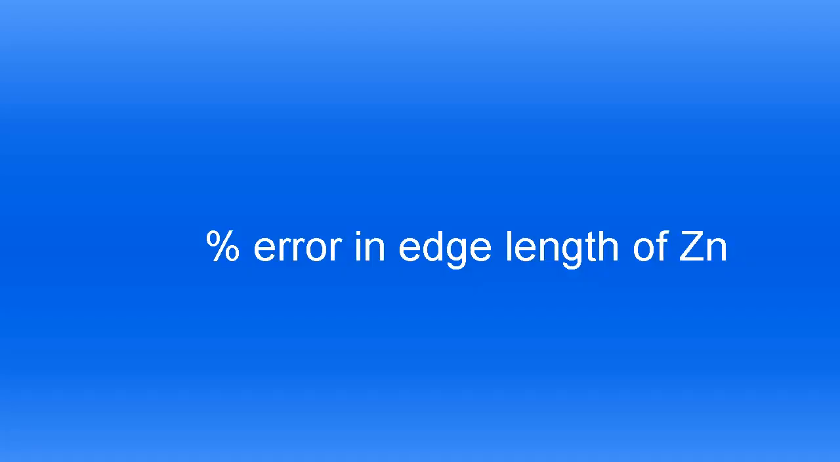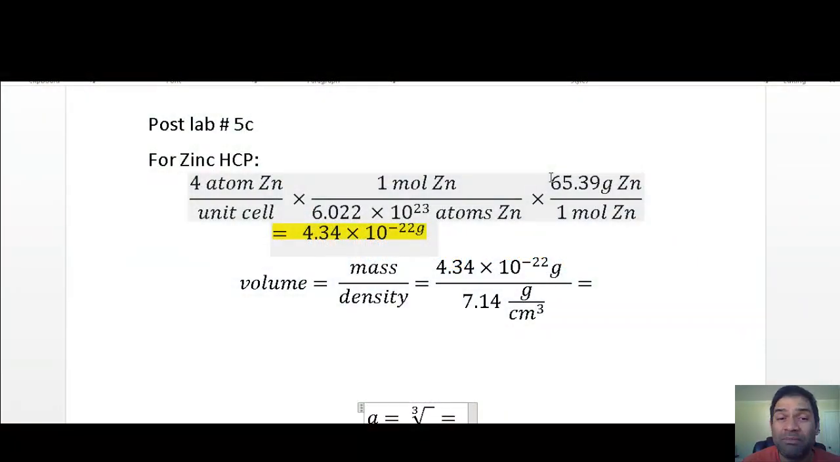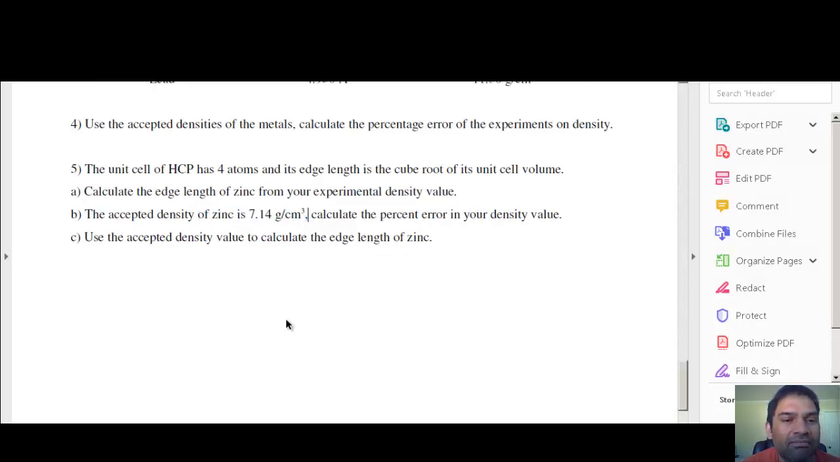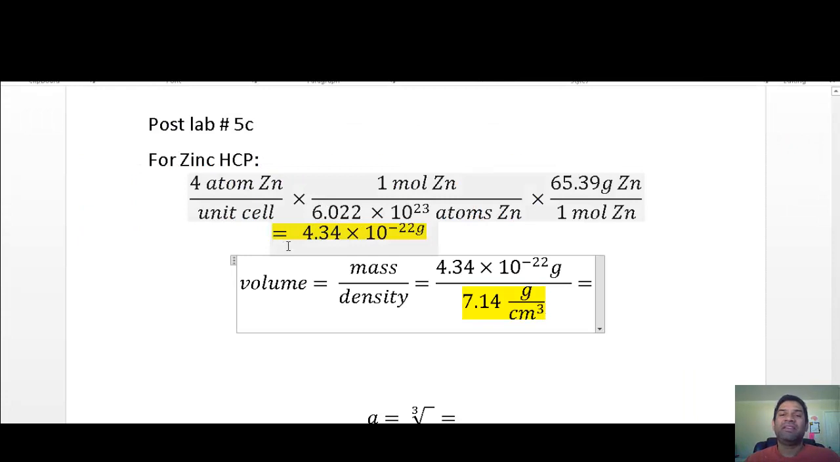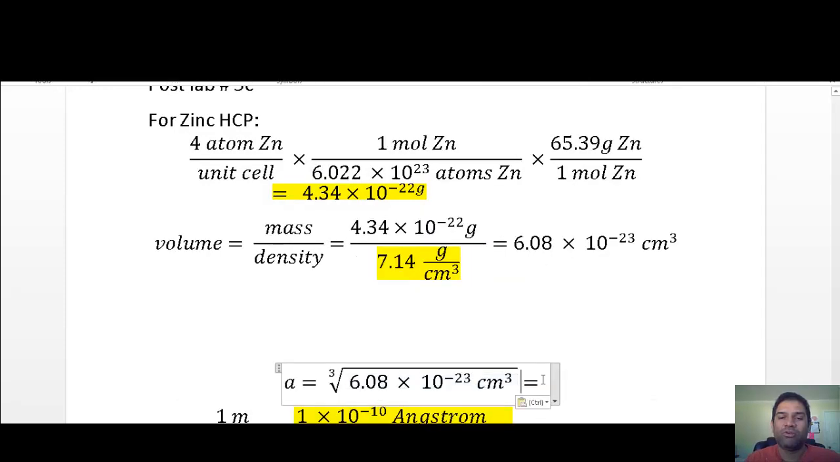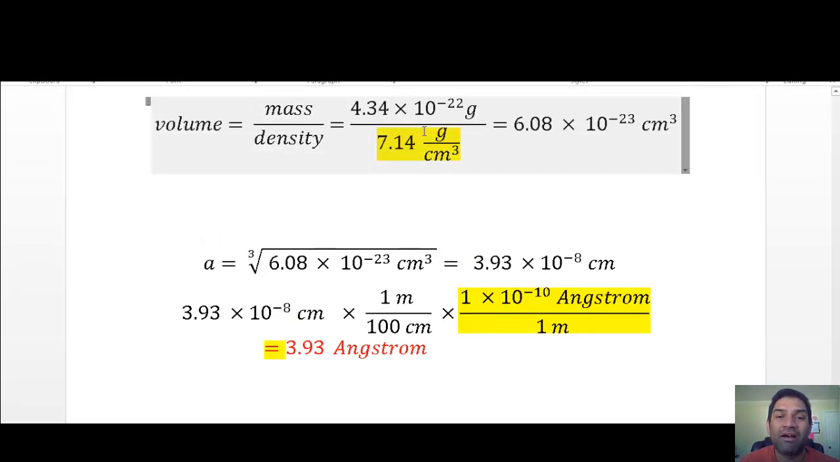So in order to calculate the percent error of the edge length, you need to find the accepted edge length. So we get the accepted edge length value from the accepted density value. So the accepted density of zinc is about 7.14 grams per centimeter cubed. And yep, that's right. Okay. So we'll do the exact same thing as before, but we'll plug in as our density the accepted density instead of our calculated density. So taking the cube root of that, I'm getting my answer in centimeters, and now we've got our accepted edge length. We'll convert this to angstrom, so 3.93 angstrom.